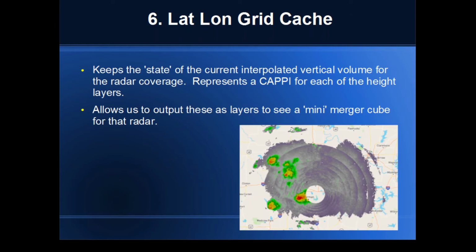The lat-long grid cache serves to store the latest calculated value for each layer of the virtual volume. It represents a CAPI at each of the layers of the merger. Here is an example from the KTLX radar where we can see a slight ring effect from the multiple elevations contributing vertically to the value of the CAPI layer. We can output these layers if we want to see a mini cube of the output values for that radar. However, we only send the sparse value changes to stage 2. Otherwise, that stage will be overwhelmed.